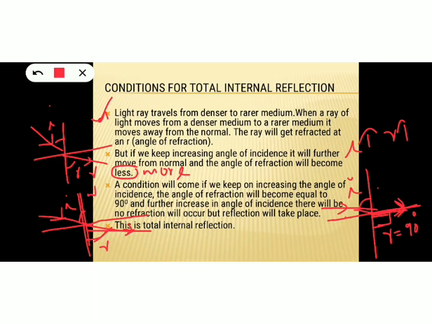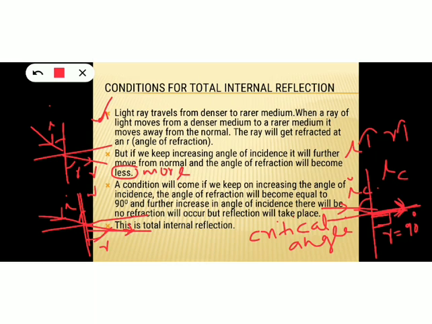This angle of incidence for which the angle of refraction becomes equal to 90 degrees is known as the critical angle. It is denoted by i suffix c. So i_c is the critical angle. And what do we mean by critical angle? It is the angle of incidence for which the angle of refraction becomes equal to 90 degrees.